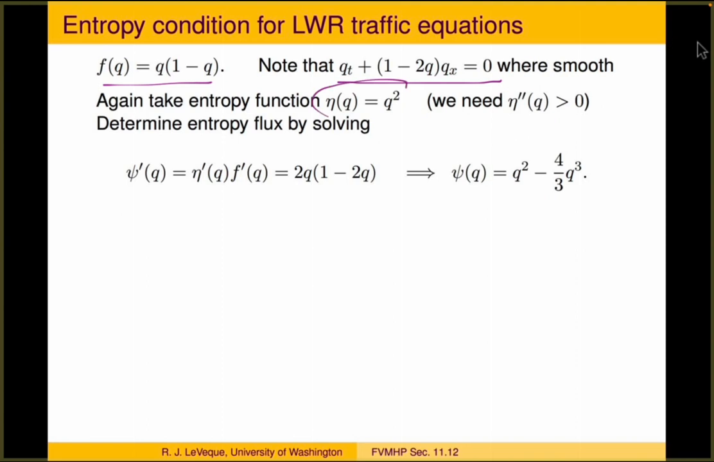Again, we can take eta of q equals q squared as our entropy function. And again, in this case, f of q is convex in the sense that f double prime of q is negative everywhere, but we still need eta double prime of q to be positive. So we still want to take an entropy function that has positive second derivative. And then we can go through exactly the same procedure as before to calculate eta prime times f prime, which turns out to be 2q times 1 minus 2q. And then that gives us psi prime, integrate that, and we find that the entropy flux psi of q is q squared minus 4/3 q cubed in this case.